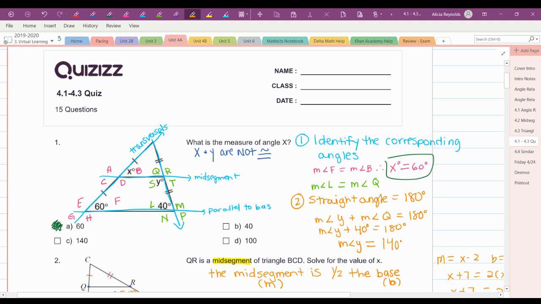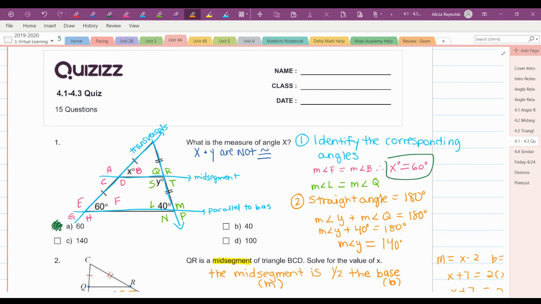Hey Math 2, I want to review our assignment on 4.1, 4.3 quizzes. So this first problem, it looks like a mid-segment problem, and the mid-segment is an important part of this problem, but we're not actually finding the length of any segment in this problem. We're trying to find the measure of angle x.